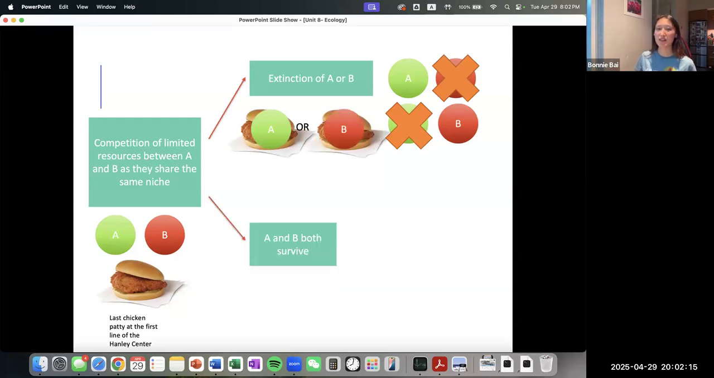Here's another potential outcome. They both survive. So how is that possible? There's only one chicken patty. Well, you might say, there's the first line of the Hanley Center. Back in the days, we had two lines, and even the South Room right now, we have two lines. So maybe B or A will get their chicken patty at a different line. You don't have to go head to head at the same place always, right?